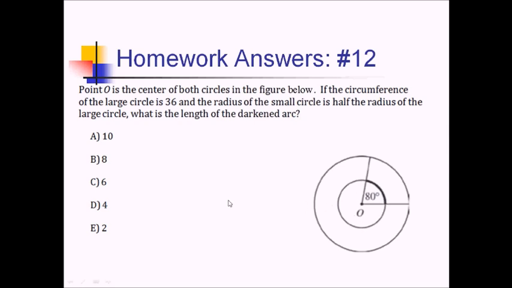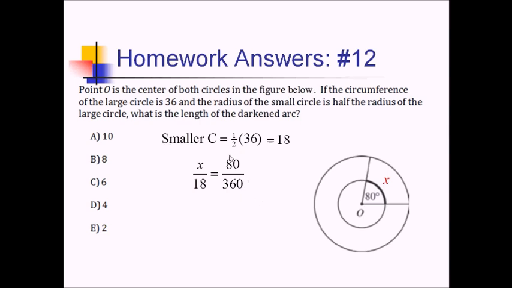Well, the key on this one, we know that the radius of the inner circle is half the radius of the outer circle, so the circumference is also going to be half. So then half of 36 gives us 18 for that smaller circumference. And we're looking for, I'll just call this darkened arc here x, so I can refer to it in an equation. So I can then write x, the part, over the whole, 18, equals the part angle, 80, over the whole angle, 360.